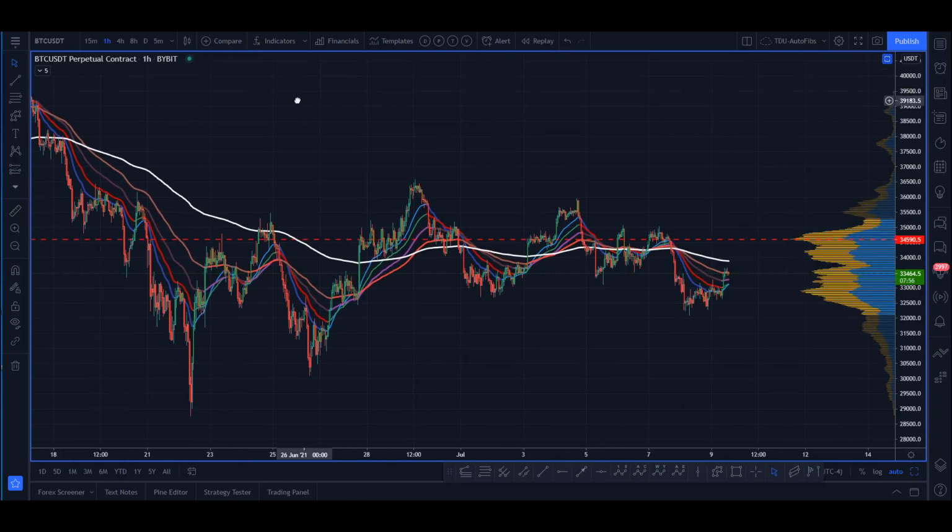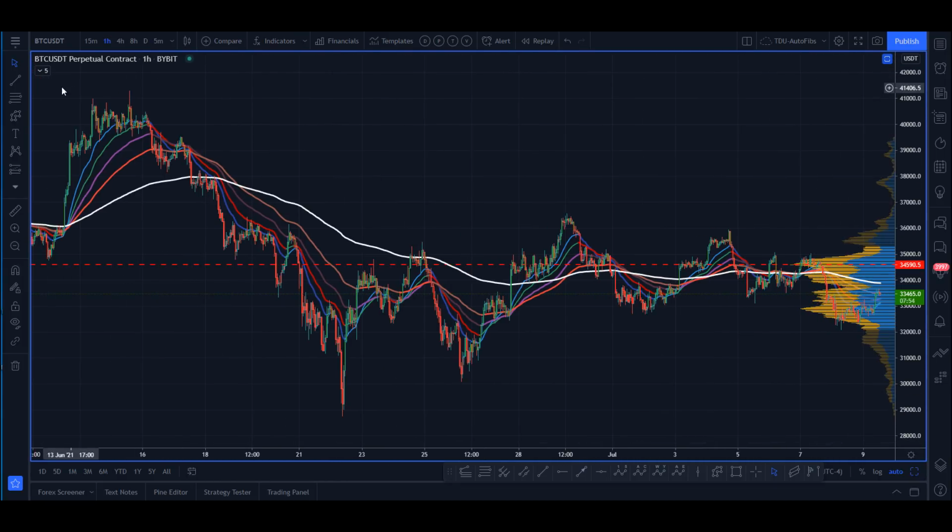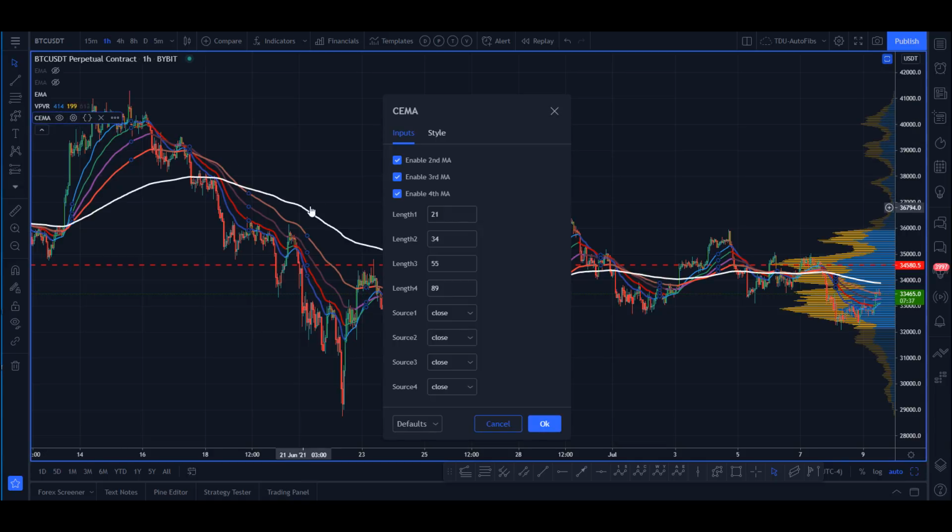So let's just review here. Now I'm going to give you all of these indicators, so let's just go over them each one at a time. First off, I have the CEMA, which is how you would find it on TradingView, and that stands for the colored EMAs. So you just search CEMA and you'll find it. Now I'm not using the defaults. I've just tweaked it just a bit.